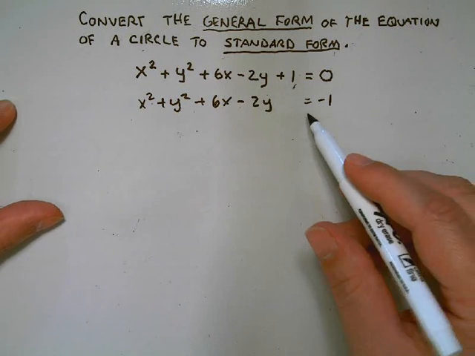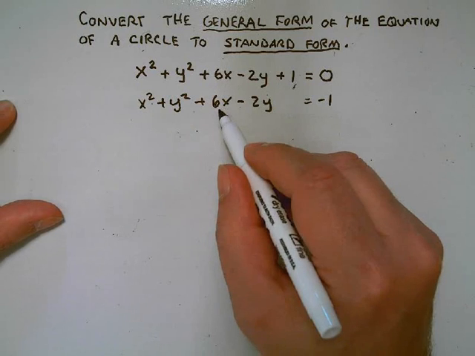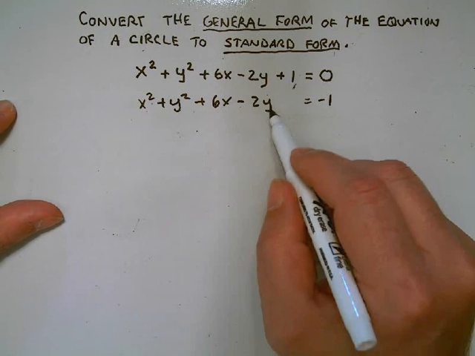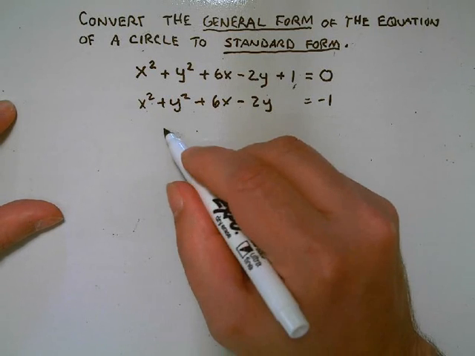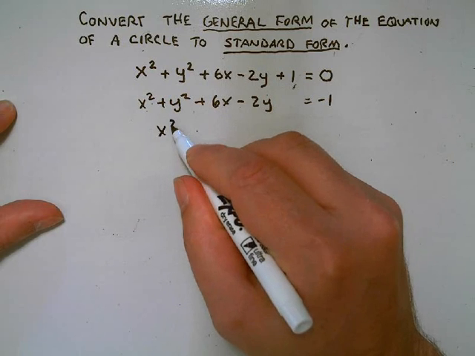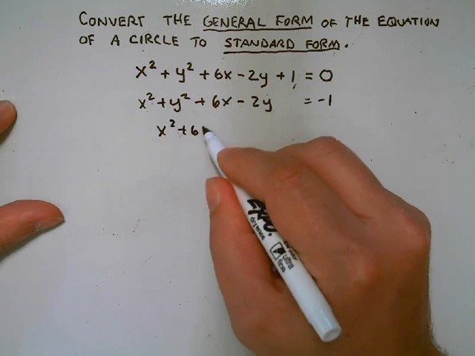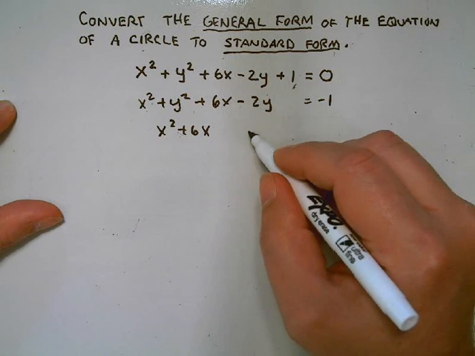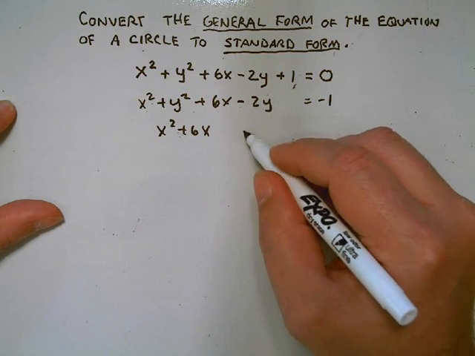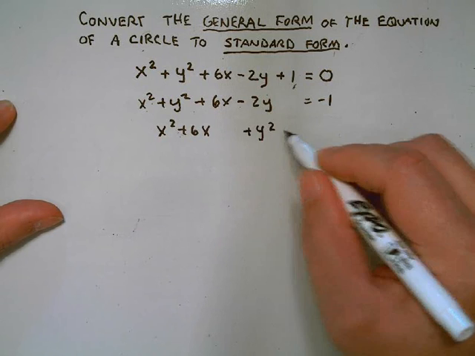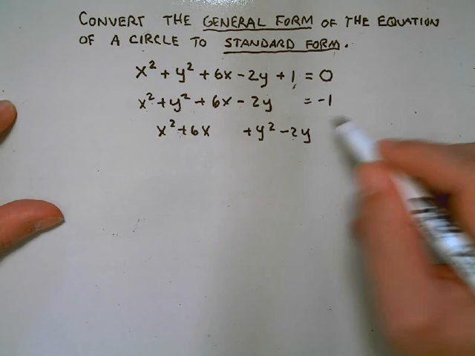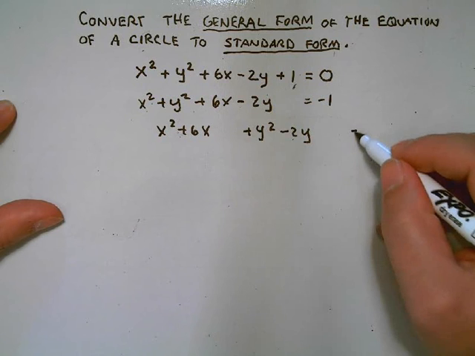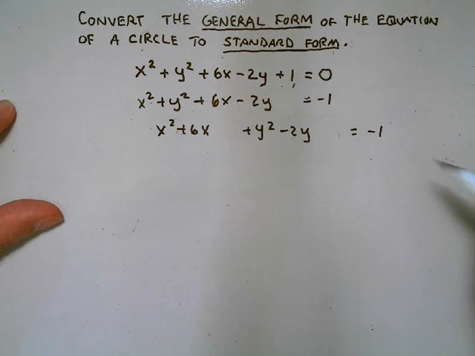Our next step is to group the x's with the x's and the y's with the y's. So it would look something like this: x squared plus 6x. And what you want to do is leave a little space there. And you're going to have plus y squared minus 2y. Leave another space there. And equals -1.